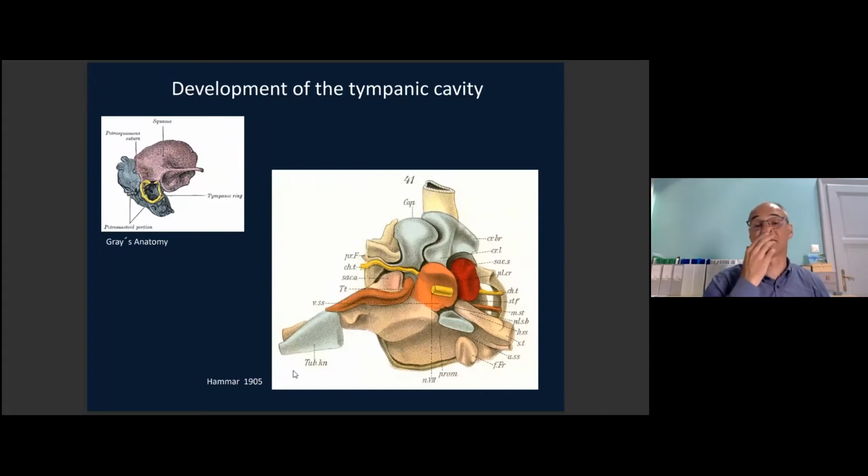Development of the tympanic cavity. If you would like to understand why retraction of the tympanic membrane happens in case of a malfunction of the auditory tube, it is worth knowing how the mucous membrane develops after birth within the tympanic cavity.